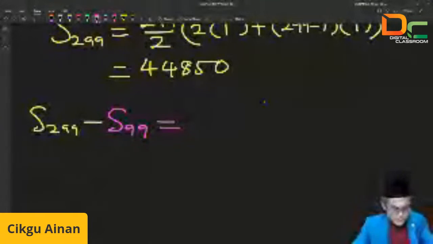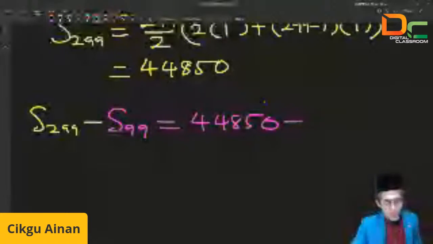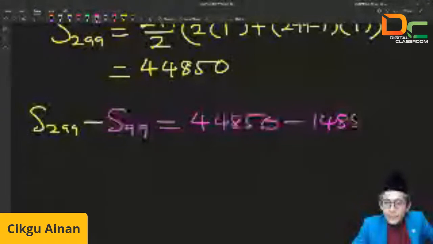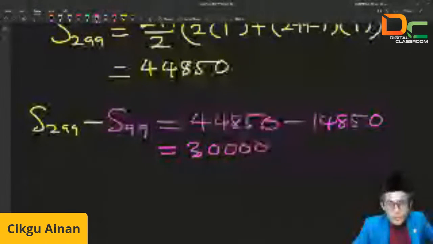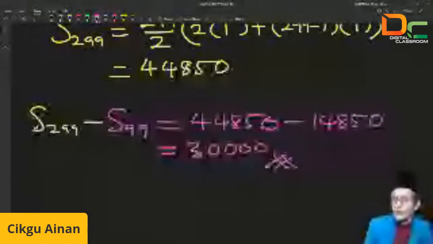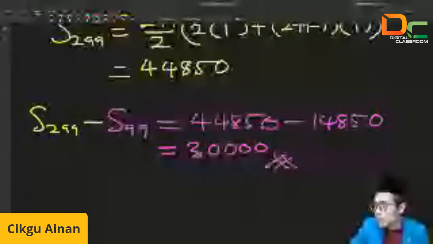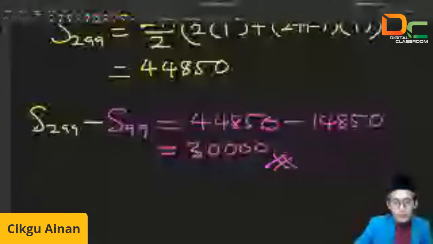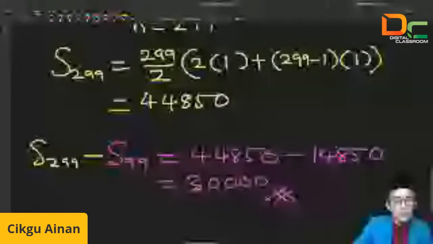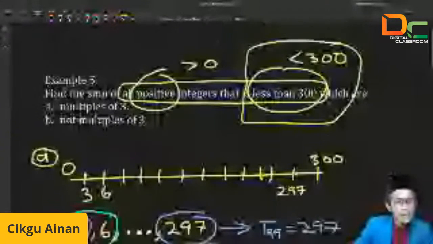Okay. Equals what was it just now? 44850 minus 14850. Okay. So it's 30,000. Okay. That's all. 44850. Okay, good. So this is done. Not a multiple. Okay, settled.